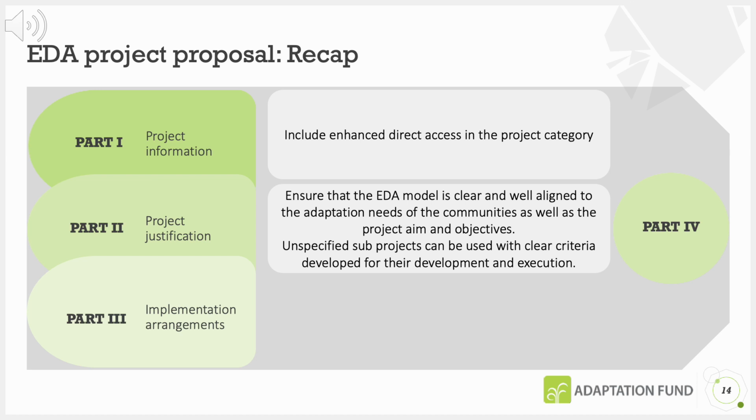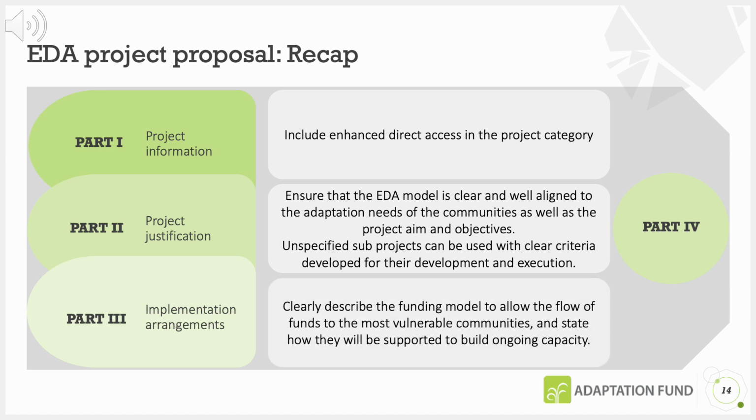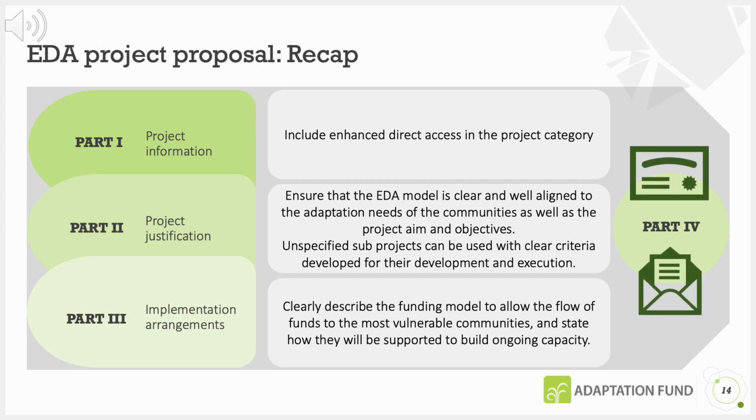Part 3. Clearly describe the funding model to allow the flow of funds to the most vulnerable communities and state how they will be supported to build ongoing capacity. Part 4. Ensure both the endorsement and certification are properly signed and dated.